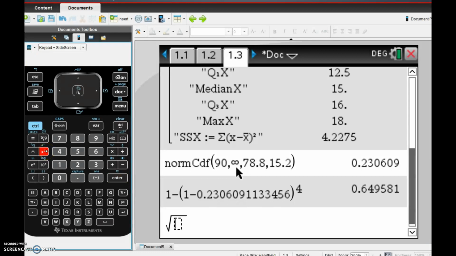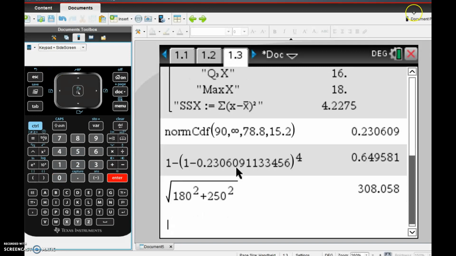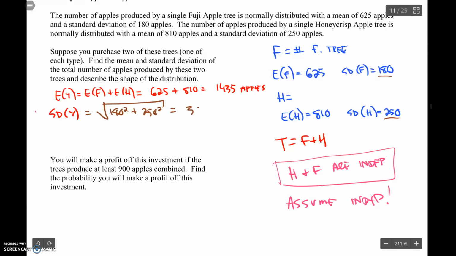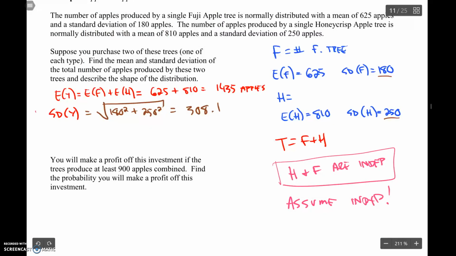Square root of 180 squared plus 250 squared is 308.1 apples. If the Fuji trees are normal and the Honeycrisp trees are normal and they're independent, then T is approximately normally distributed as well.